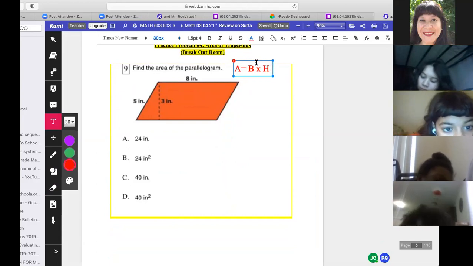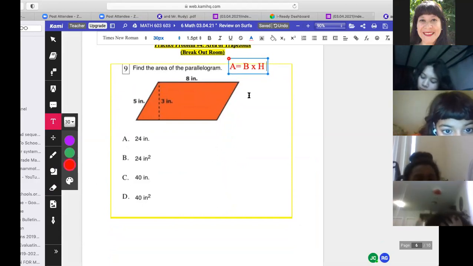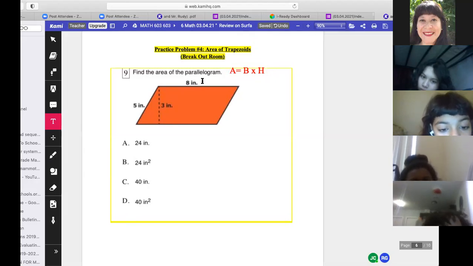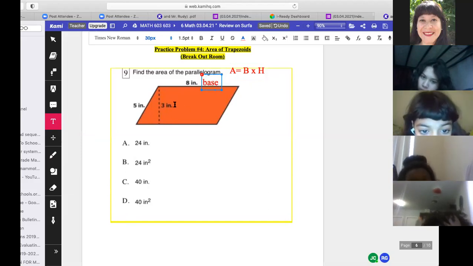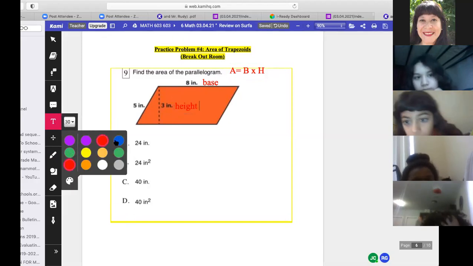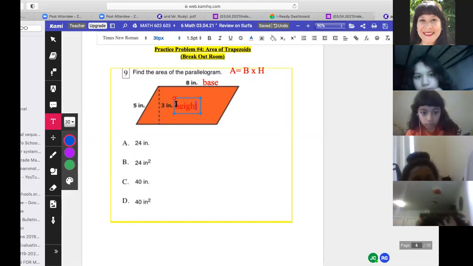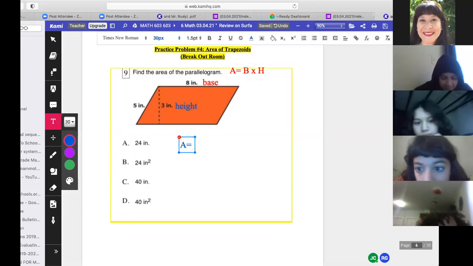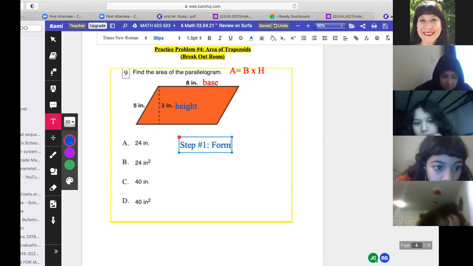Just real quick, Miss Burgos, do you want to read the problem? Find the area of the parallelogram. Area equals base times height. So come on, Ramesses. I labeled it for you. What is the base and what is the height? So area equals, what's the base? 8 inches. Okay, and what is the height? 3 inches. Okay, so what is 8 times 3?